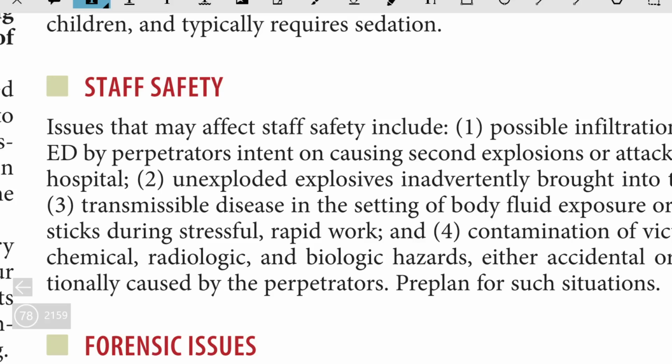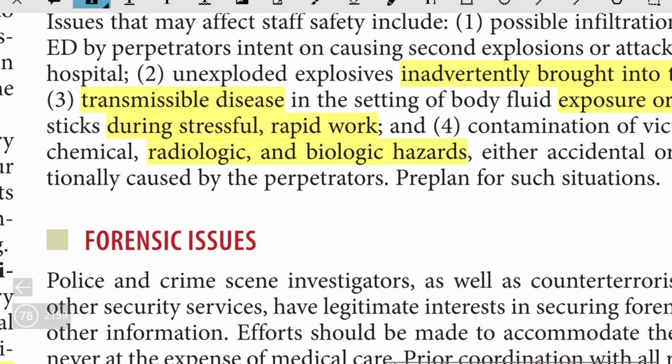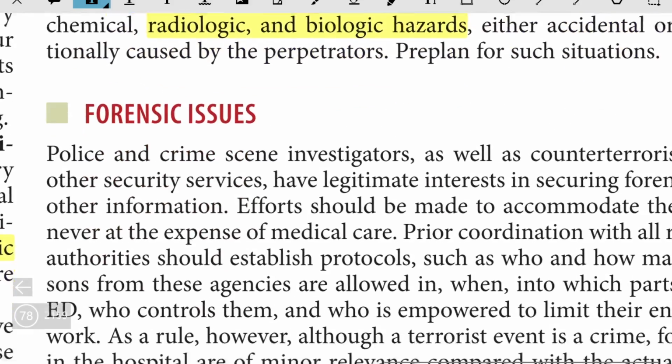by perpetrators intent on causing a second explosion or attacks in the hospital, an unexploded explosive inadvertently brought to the ED, and transmissible disease in the setting of body fluid exposure or needle sticks during stressful and rapid work. Contamination of the victims by chemical, radiologic, and biological hazards, either accidental or intentional, caused by the perpetrators, pre-planned for such situations. And forensic issues.